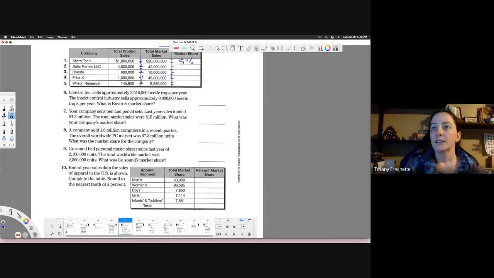So Lenviro Inc. sells approximately 3,516,000 beetle traps per year. The insect control industry sells approximately 9 million beetle traps per year. What is Lenviro's market share? Exact same thing you were doing in the table, just now you have more of a story. Instead of just simply the name of the company, you're actually kind of getting more of a story and what the actual product is. But we still do the same thing. How much do they sell versus how much does the entire market sell? So we just simply write out our equation or our kind of formula here.